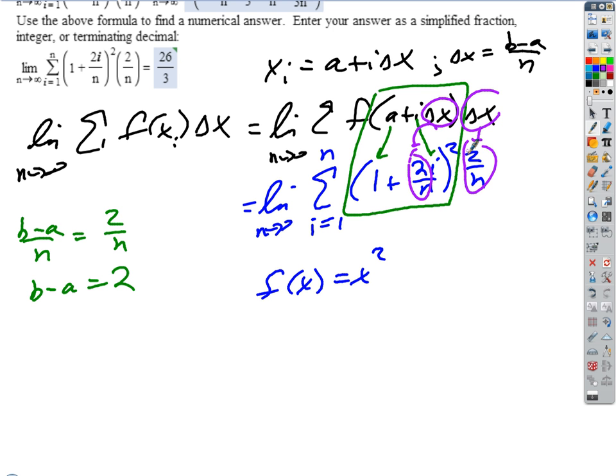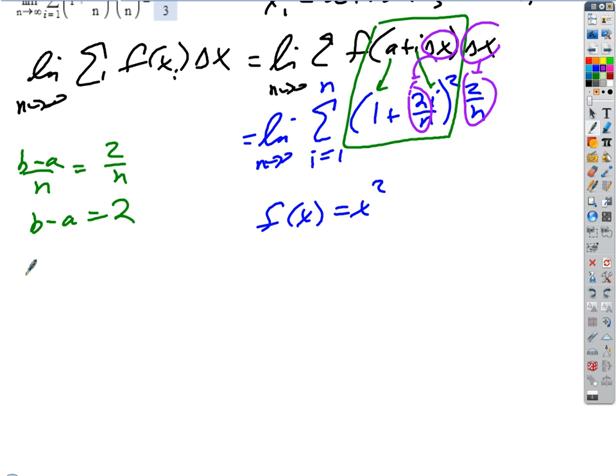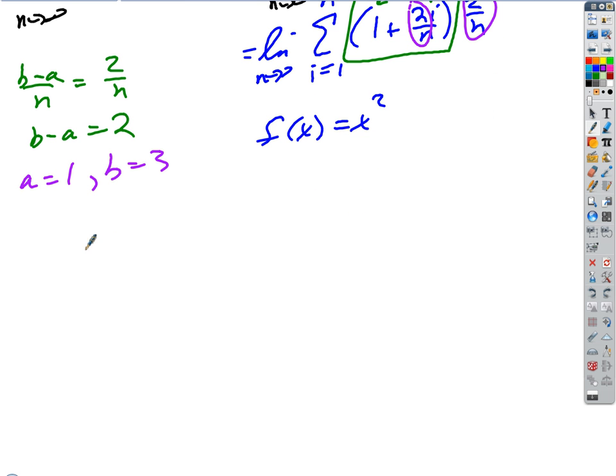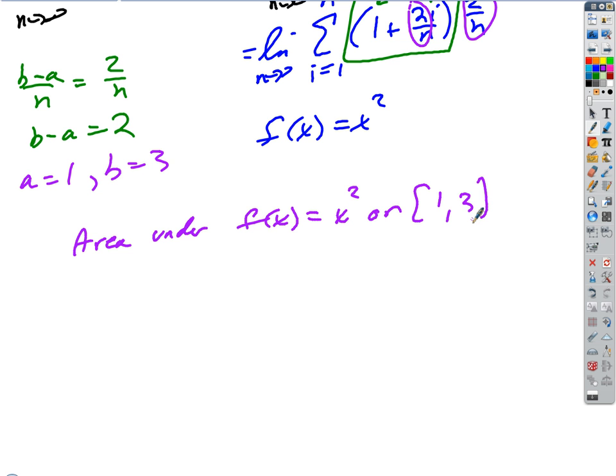That's kind of hard to work backwards like that, isn't it? Yeah, it is. You don't do that very much, which is good news. I mean, it's not like you ever really have to do this, but this one time I want to. So then we find out that if a is 1, then b must be what? 3, yeah. And so what this really represented was the area under f of x equals x squared on the interval from 1 to 3. Now, wouldn't it have been more convenient if we could have just known that from the beginning? Yeah, it would have, right?